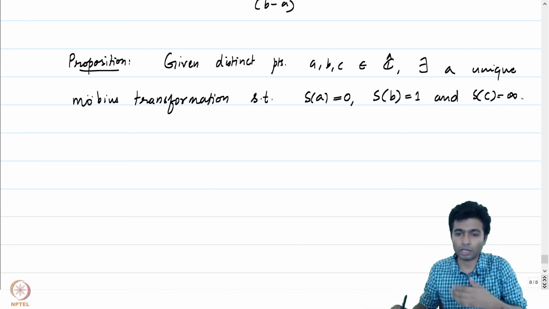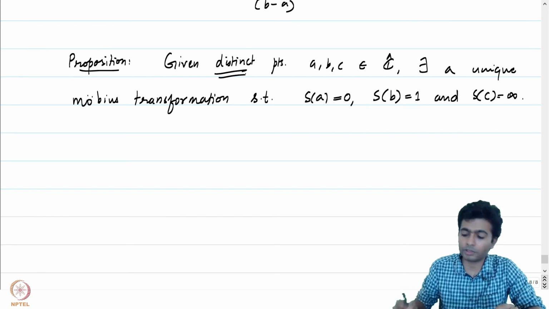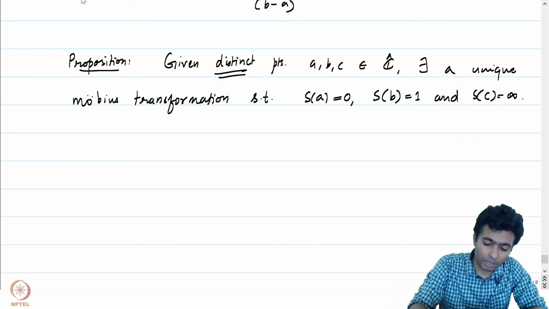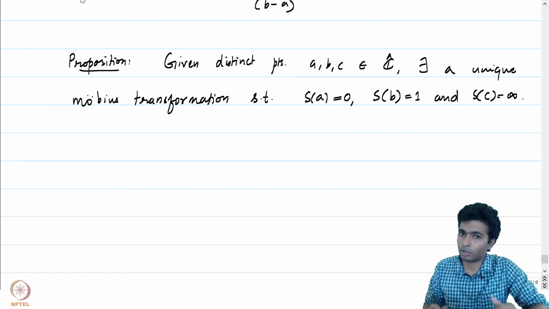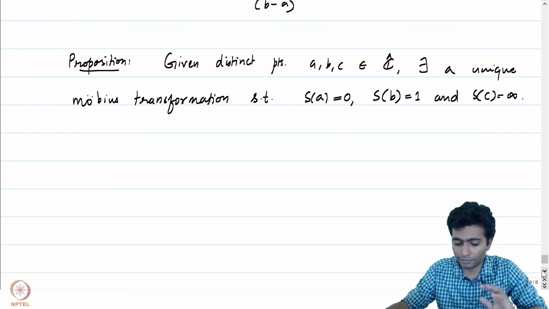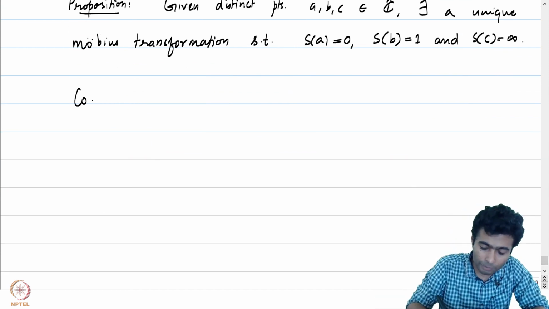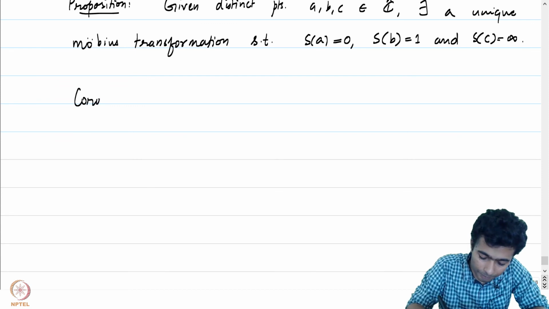A, B or C are distinct points. One of the three could be infinity, the point at infinity, and still we have got hold of a Mobius transformation which manages this. We have proved this proposition. In fact, we have proved a little more. We have proved the following corollary.